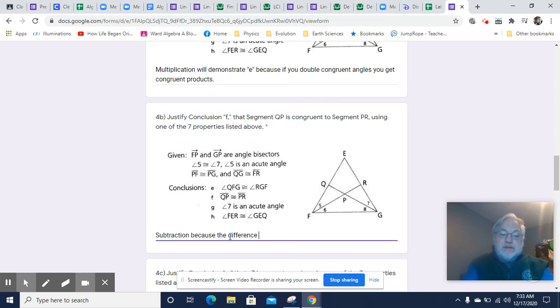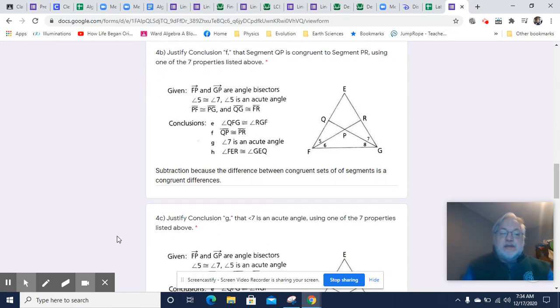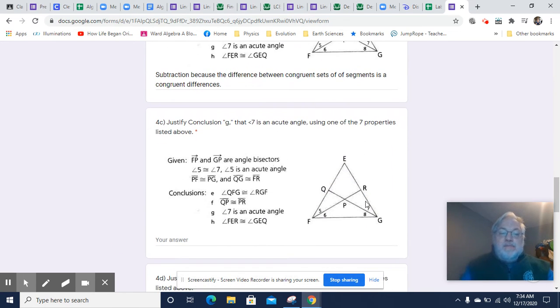because the difference between congruent sets of segments is a congruent difference. Okay, so we make congruent differences. Simply because QG minus PG is the same as saying RF minus PF. Okay, and that's what is left over. QP and RP are those differences. Okay, let's take a look at the next one.